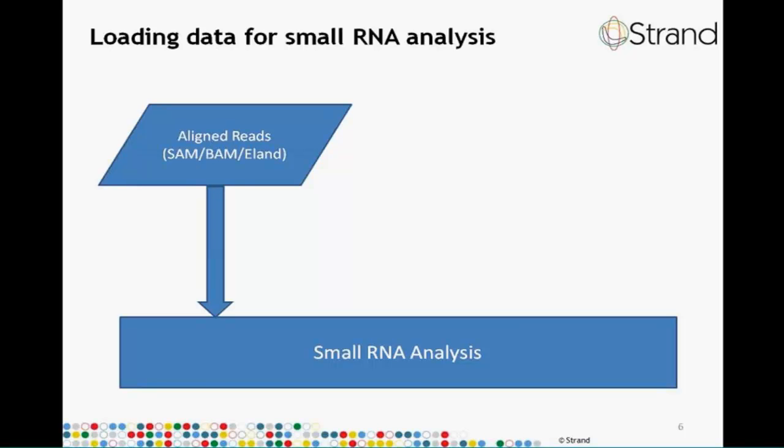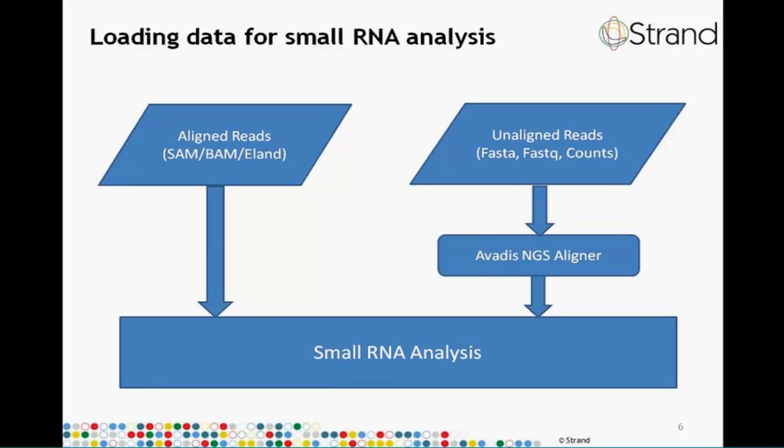Avadis NGS supports import of aligned files. So if you have data that has been aligned by any aligner and it's present in SAM format, BAM format, or in Illumina specific aligned formats, you can import the data and get started with small RNA analysis. In addition, if you have raw files, that is if you have FASTA, FASTA-Q or counts files, you can import those files into the Avadis NGS aligner, and from the alignment results you can create a small RNA analysis experiment.